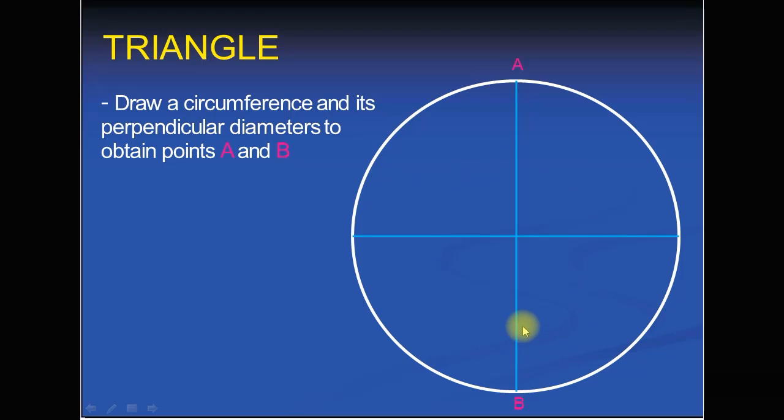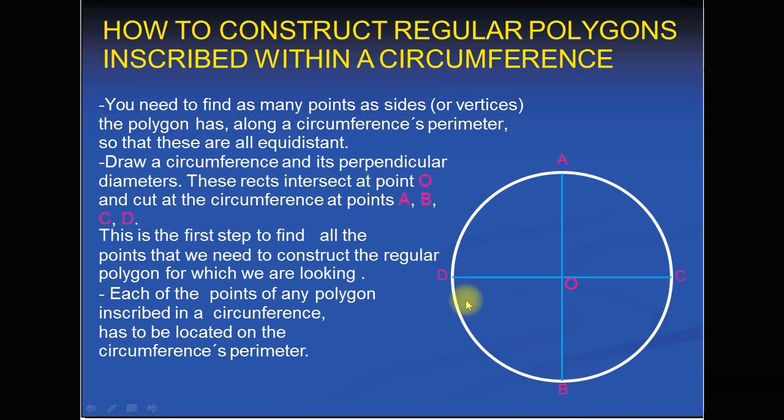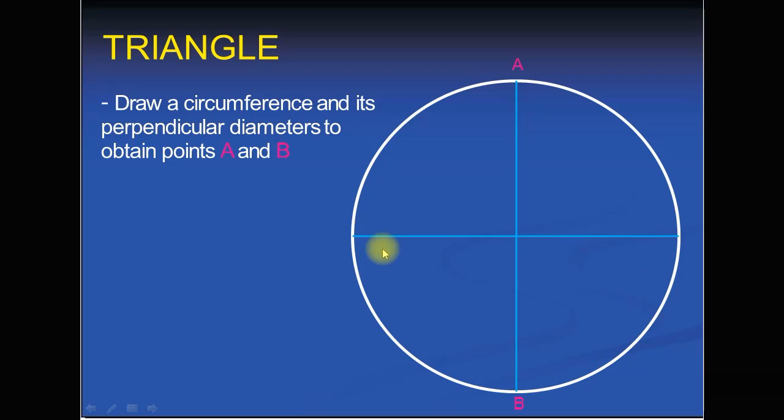And after this circumference, draw the perpendicular diameters of the circle. These two diameters touch the circle at 4 points, like in the previous slide you see here, points A, B and D, C. Draw a circumference and perpendicular diameter to obtain the points A and B. Now for the triangle, just draw this one diameter. If you want, you can draw another diameter, but for the triangle, draw a circumference and perpendicular diameter to obtain these A and B points.